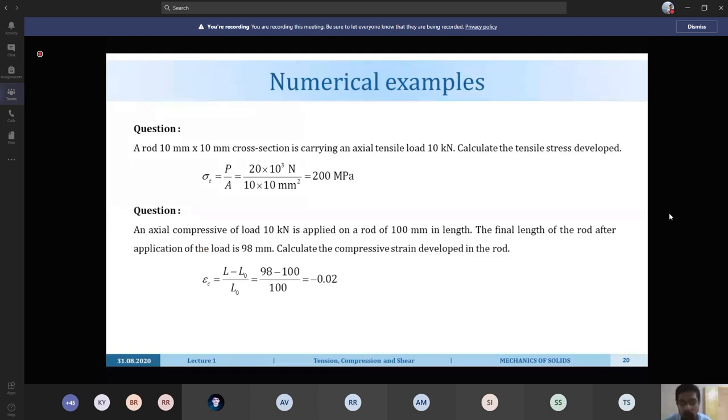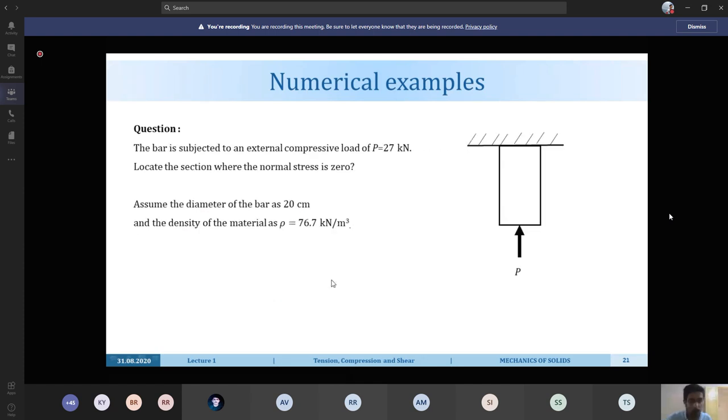So the compressive strain will be the change in length divided by the original length. The change in length is 98 mm minus 100 mm. The original length is 100, which gives 0.02.